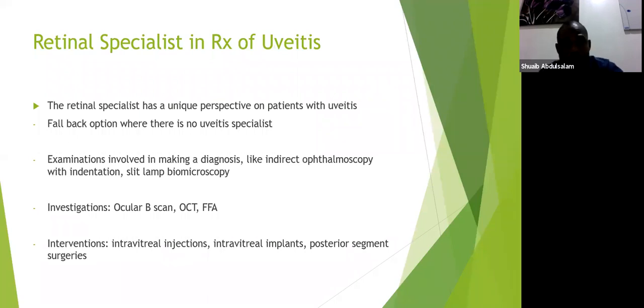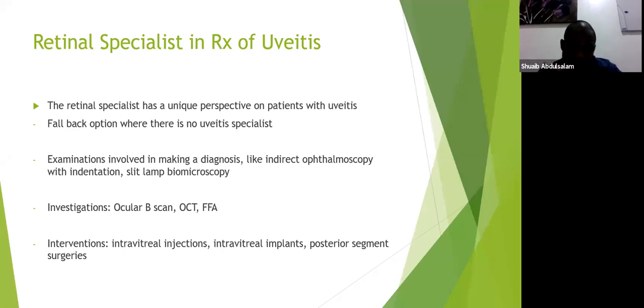Talking from the point of view of the retinal specialist, I would say that the retinal specialist has a unique perspective on patients with uveitis, because usually the retinal specialist will be the fallback option when there's no uveitis specialist, which I believe is what obtains in most centers within the country. So the retinal specialist ends up managing most of the uveitis cases. Maybe apart from anterior uveitis, most people will probably be comfortable managing anterior uveitis, but once there's anything behind the iris, they probably send to a retinal specialist.